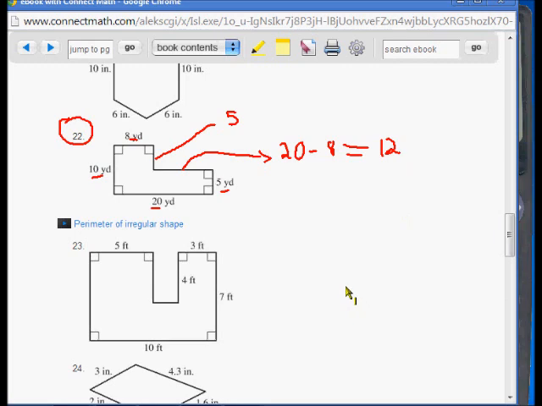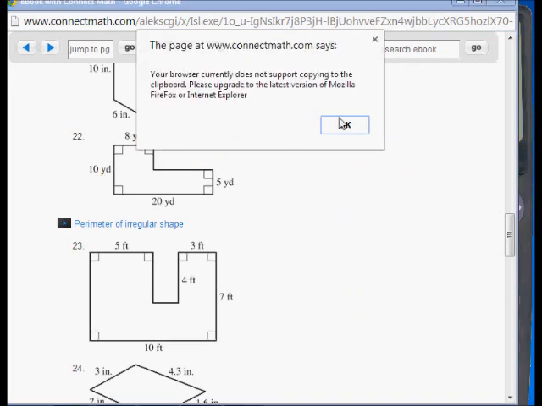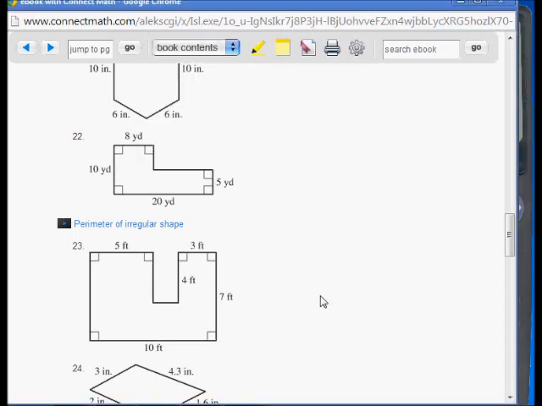Okay, now comes the big one. Your browser is copying to the clipboard for this? Fine.